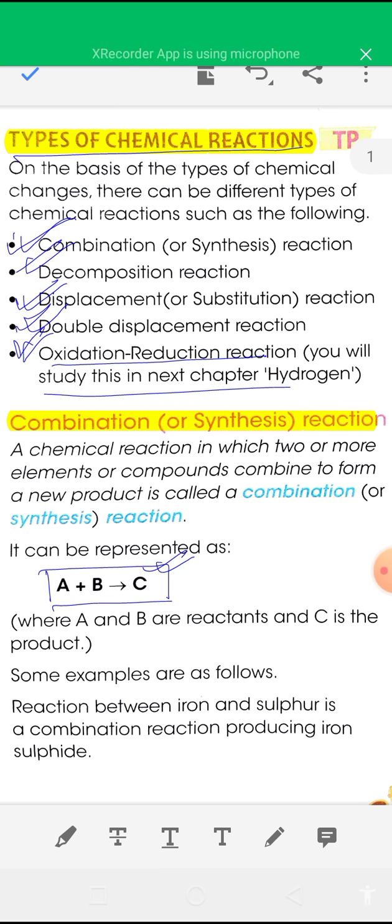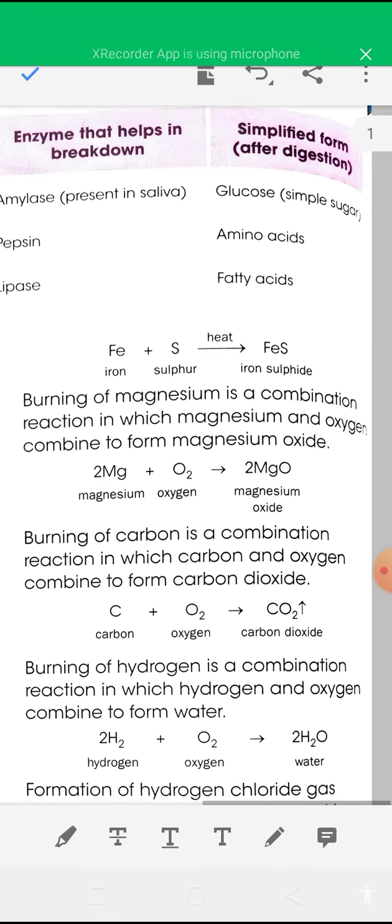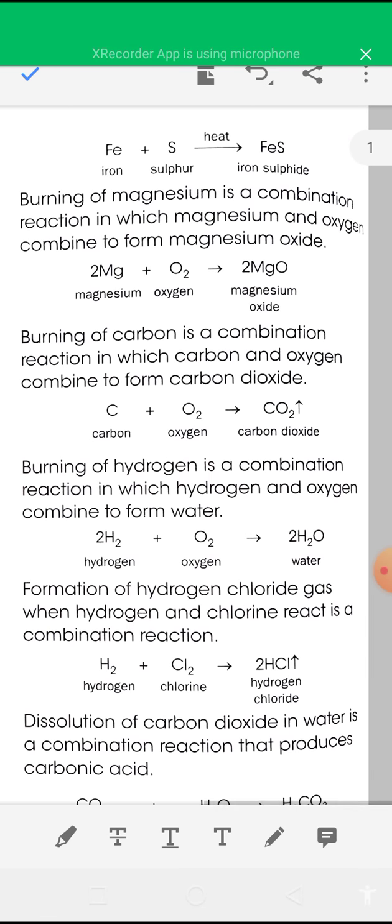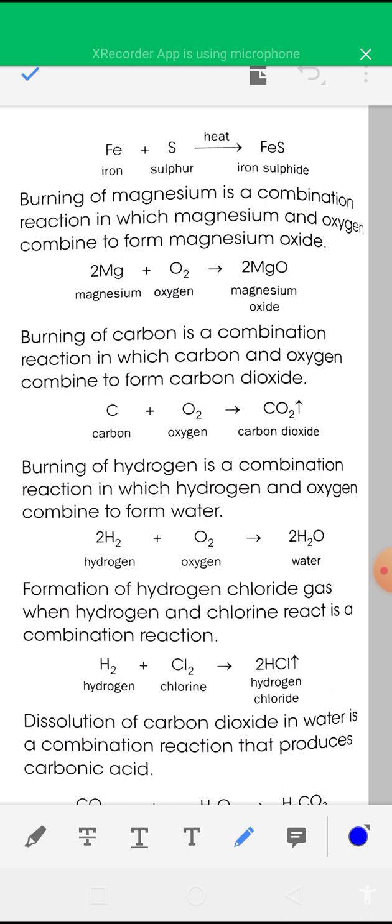Example of combination reaction: heating of iron with sulfur. The chemical equation is Fe plus S gives FeS. In this reaction, two reactants, iron and sulfur, combine together to form a single product, iron sulfide. So this is a combination reaction.